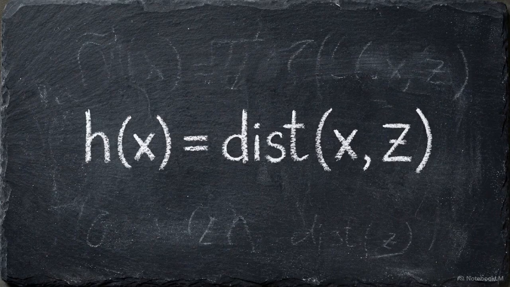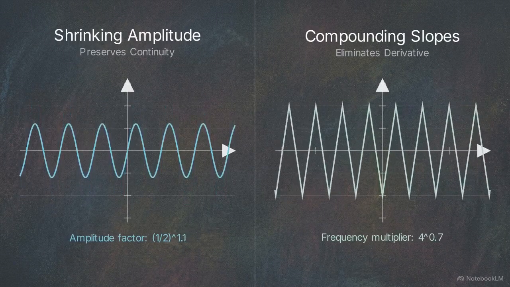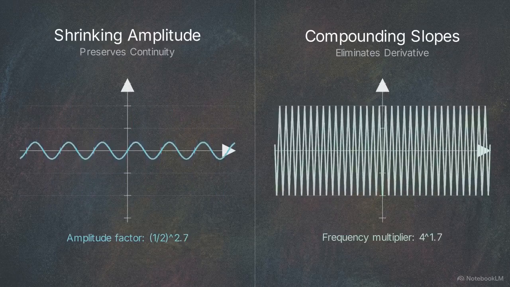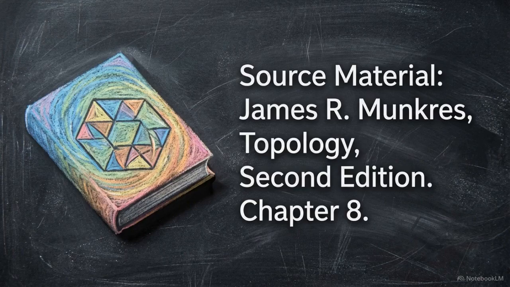When studying Section 49, don't just memorize the sawtooth formula. Focus on the mechanism: shrinking amplitudes to preserve continuity, and compounding slopes to eliminate the derivative. For the full rigorous proof, consult Munkres.